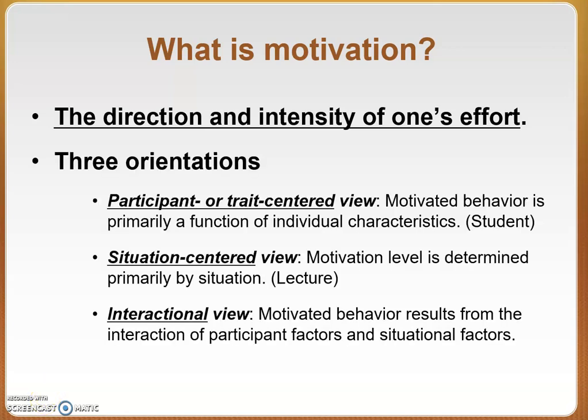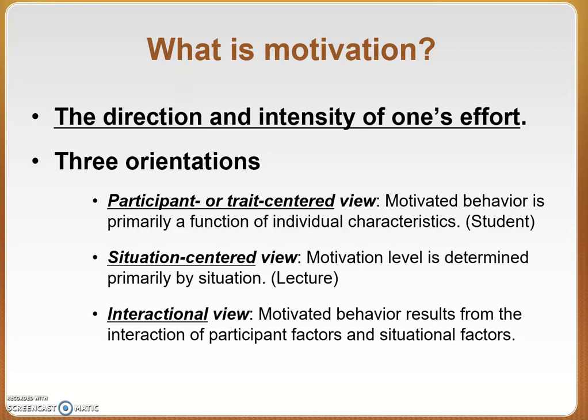So, we want to consider three orientations. The first orientation is participant or trait-centered view. In this one, many times you hear comments such as, oh, that person is a real winner. Or you may hear somebody say, oh, they are such a loser. And those are terms that you don't want to use when trying to describe someone because we want to make sure that we understand what it represents.